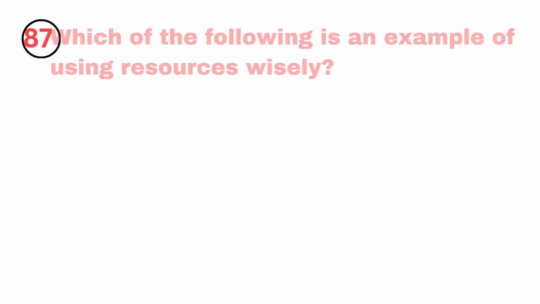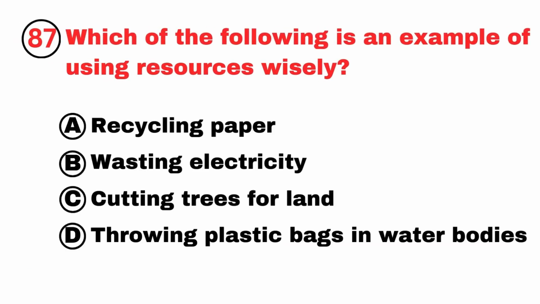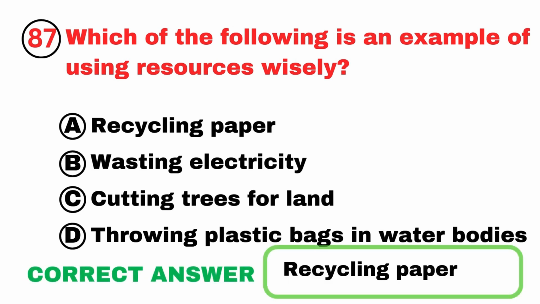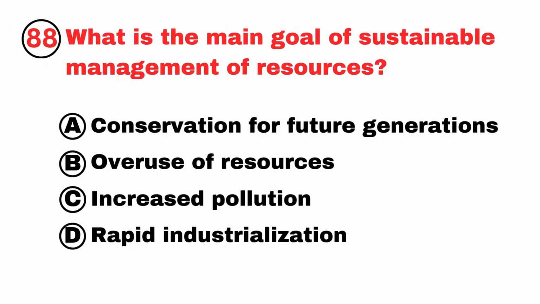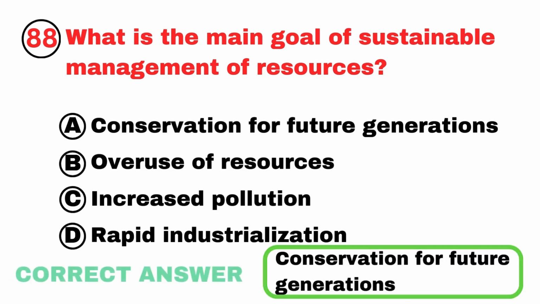Which of the following is an example of using resources wisely? Recycling paper. What is the main goal of sustainable management of resources? Conservation for future generations.